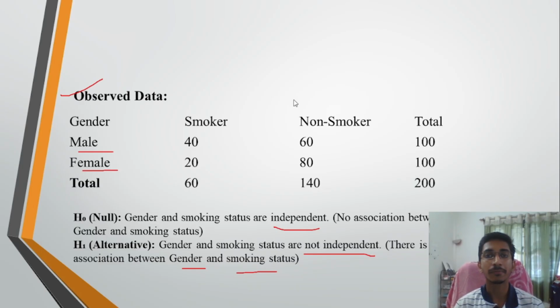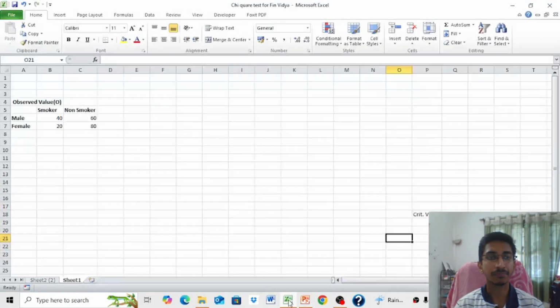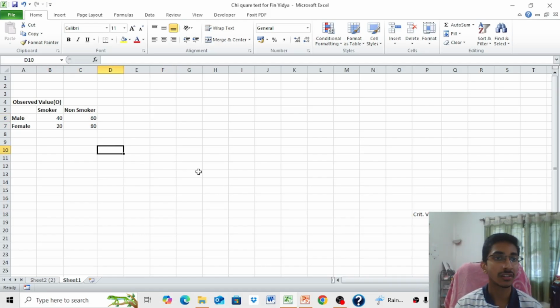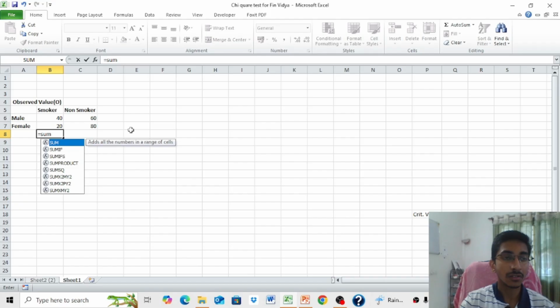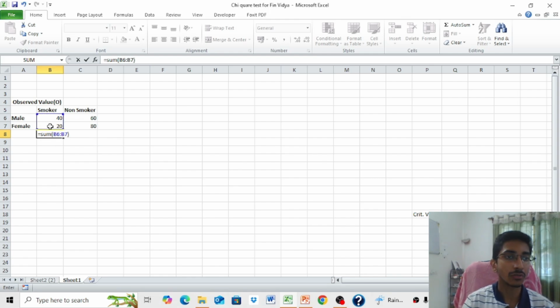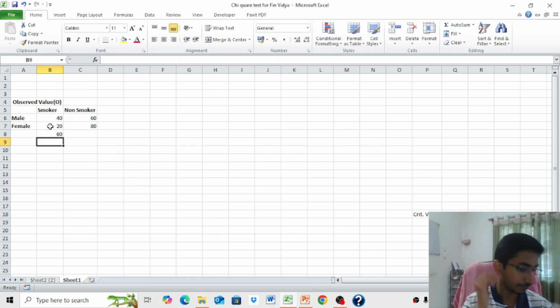So let's move to our Excel file. Okay, it is visible, right? We put the same values that I mentioned earlier: smoker and non-smoker, male and female. This is our observed value. Now let's sum it. Let's put sum, bracket open, select, bracket close, enter, correct?